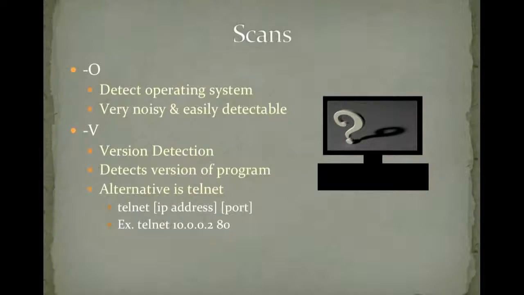Here are the different scanning options. -O detects the operating system. What this does is detect it based on signatures, because each operating system responds differently to packets, but this is very noisy and easily detected by IDSs and IPSs. -sV is version detection, and this will detect the version of the program or service running. An alternative to this would be Telnet, the IP address, and the port. So, telnet 10.0.0.2 80.